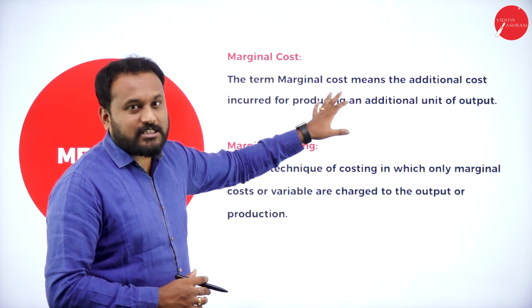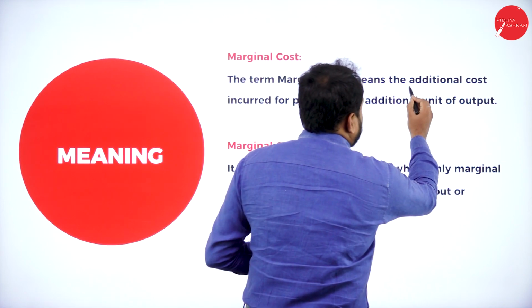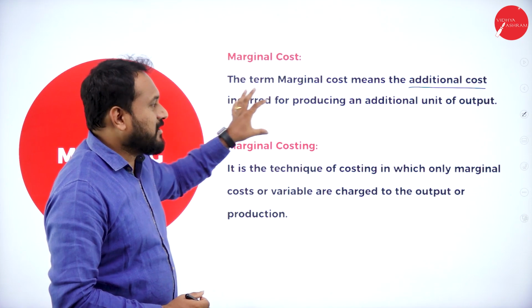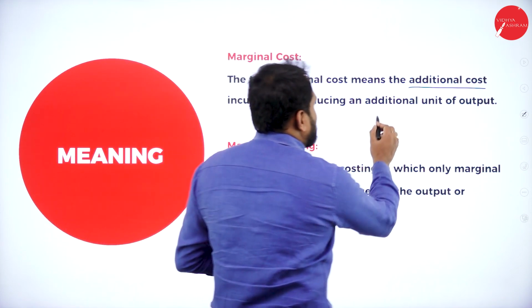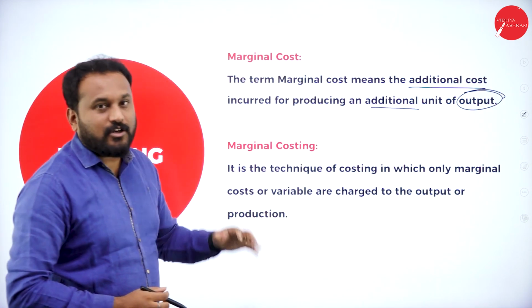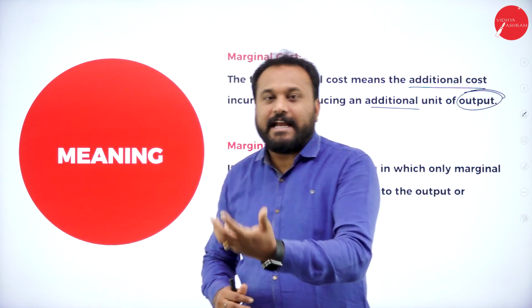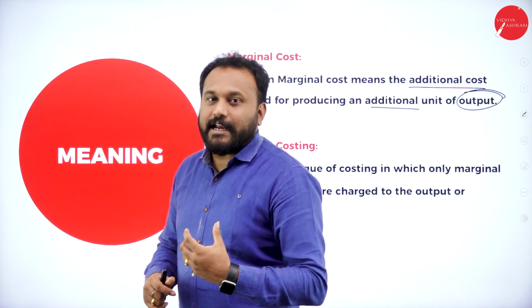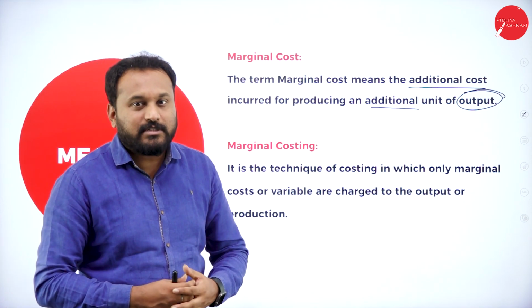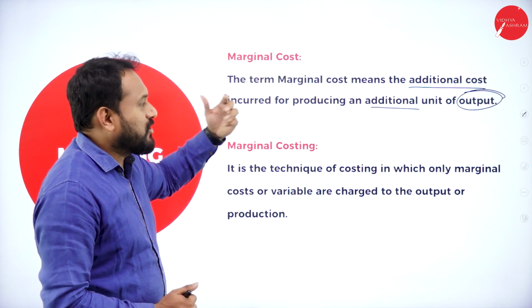Now marginal cost means what? The term marginal cost means the additional cost. It's an additional cost incurred for producing an additional unit of output. So that is called marginal cost. Marginal is something additional to it. When you go for any production, if you want to produce one additional unit, that additional cost for the additional output is called marginal cost.